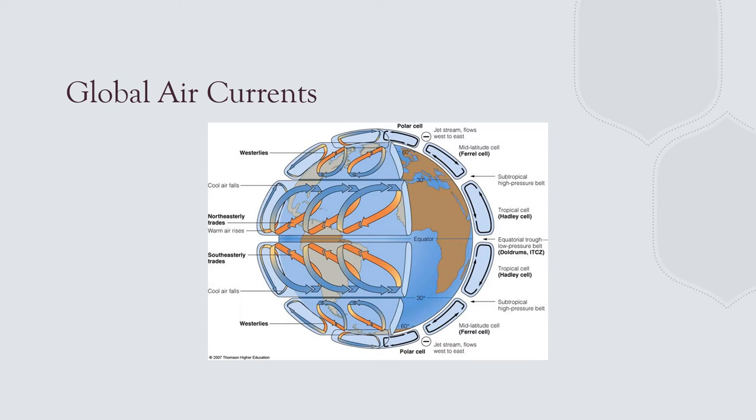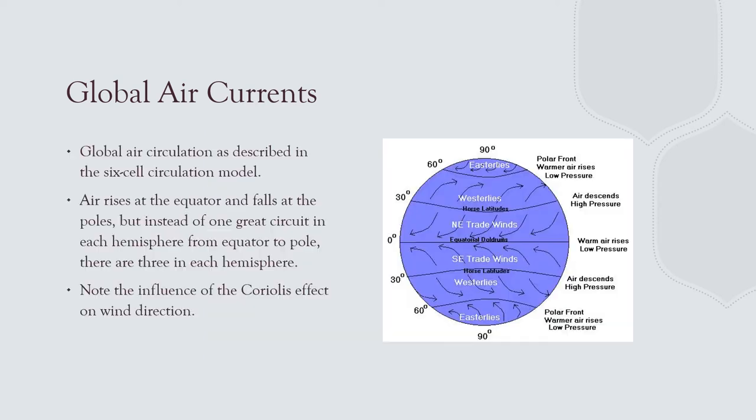So the doldrums along the equator don't get much wind. Okay, low pressure, warm air is rising, not much wind. Then you can see the northeast trade winds and the southeast trade winds. Those push equatorial currents. So the water flow is in the direction of this.